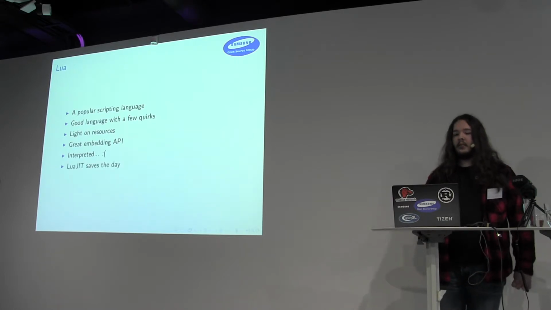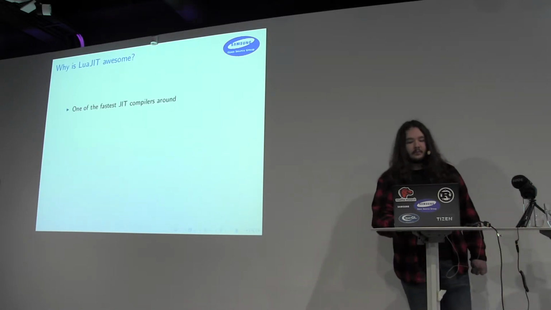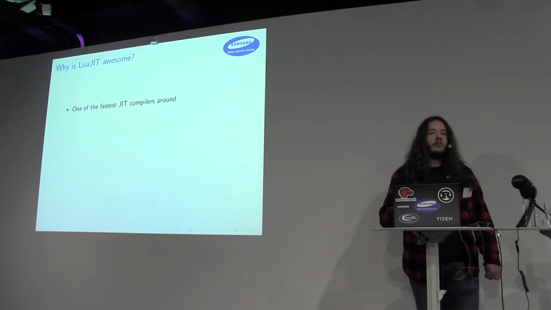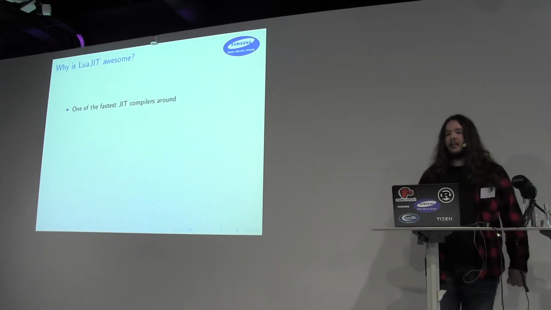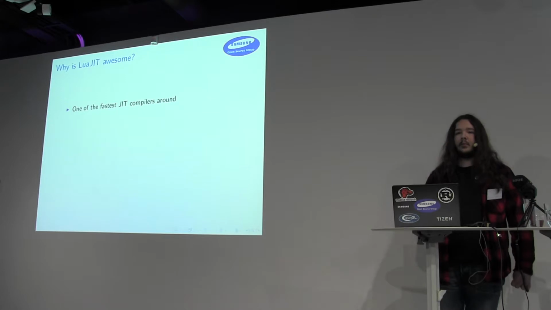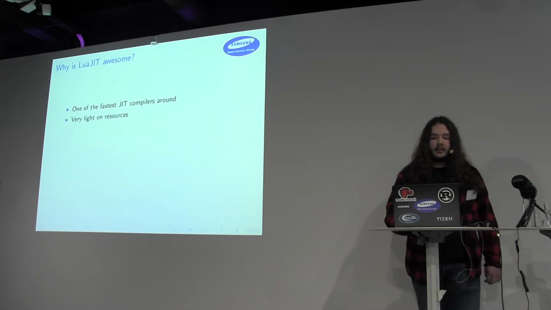So we get LuaJIT. Why is LuaJIT awesome? It's one of the fastest JIT compilers you can get today. It even in some cases has performance which comes close to plain C, and at the same time, even though it's so fast, it has a really low overhead.